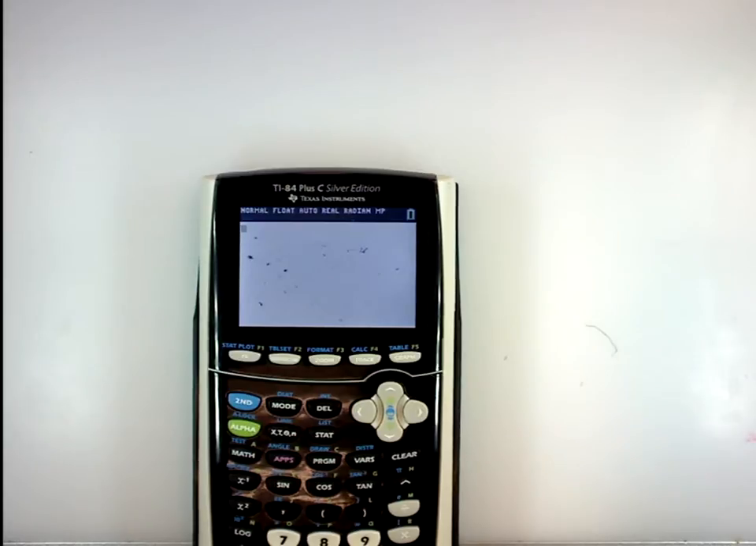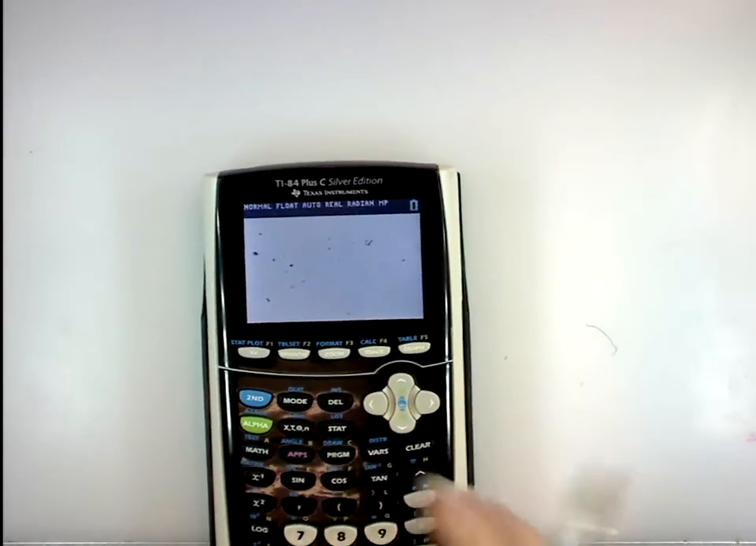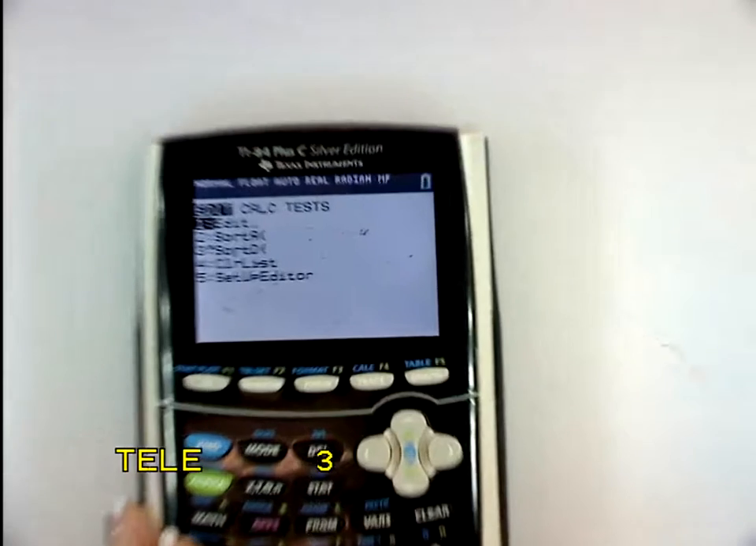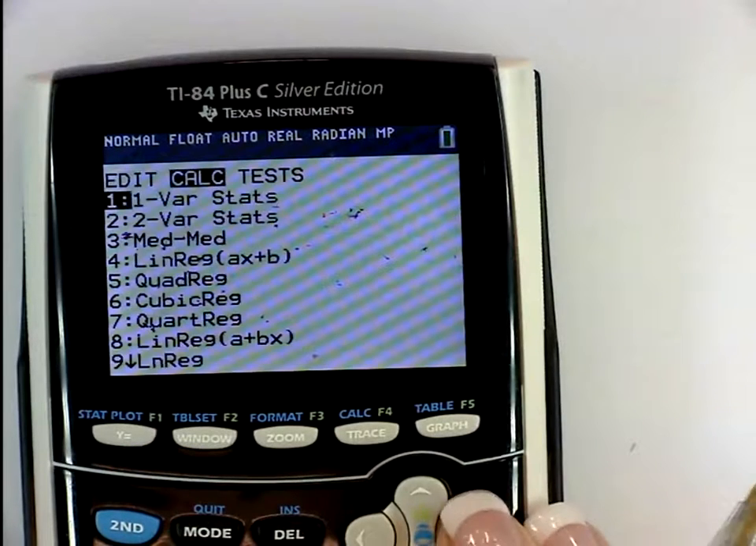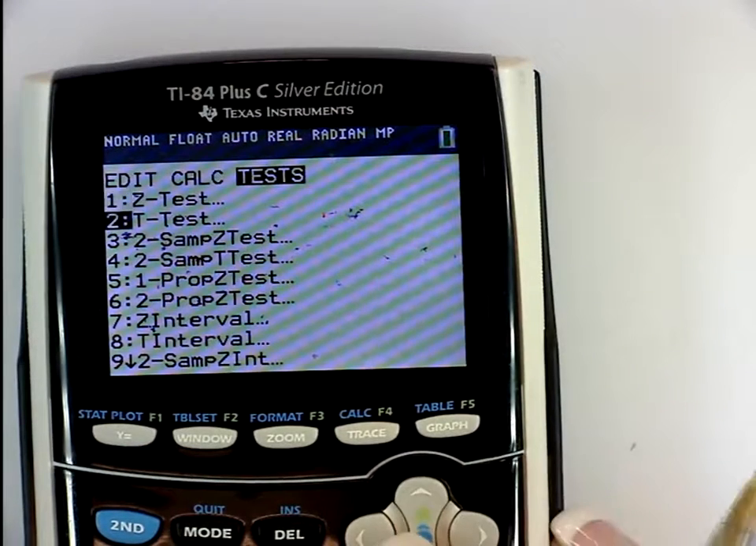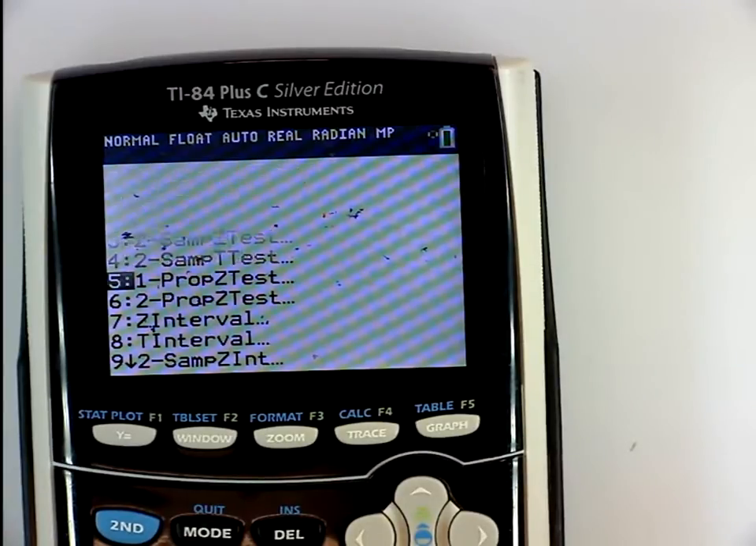Proportion z-test problems are located in section 8.4 of your textbook. For the proportion z-test problems for true population proportion, they are types of z-test. The location on the calculator, you will go to Stat and then arrow over to Test, and it is number 5, one prop z-test for true population proportion. Again, that is section 8.4 of your textbook.